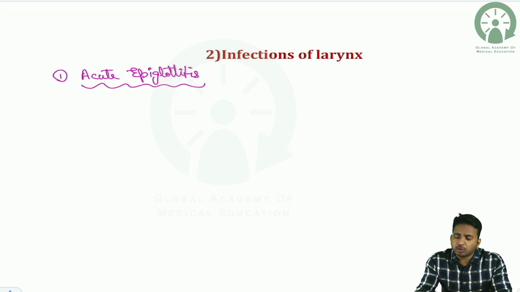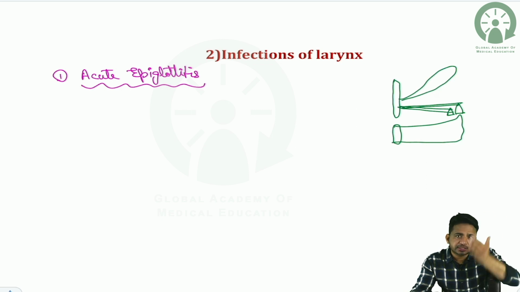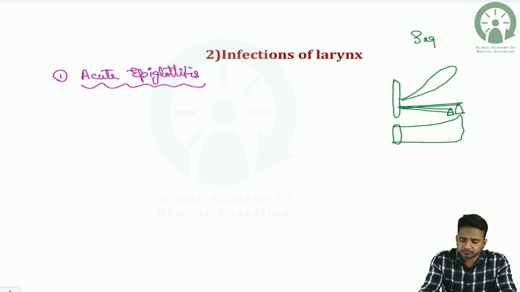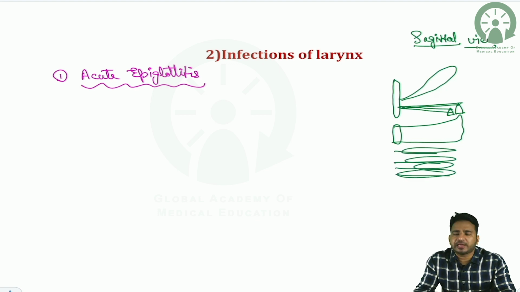So let's draw a simplified diagram of epiglottis, how it is happening. This is thyroid cartilage, this is my epiglottis, this is my cricoid cartilage, which is a complete ring. Over the cricoid cartilage, there are two arytenoids. From the arytenoid, the vocal cords are getting attached. So basically, this is a sagittal view of the larynx, and from there then comes the multiple tracheal rings.